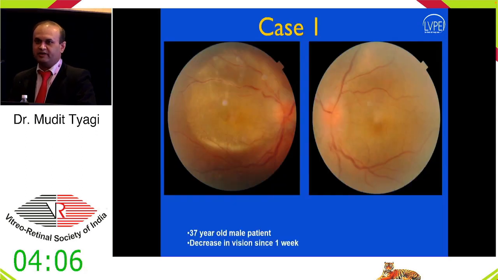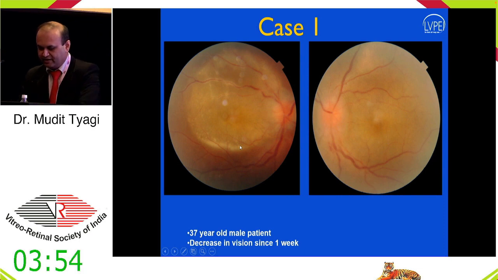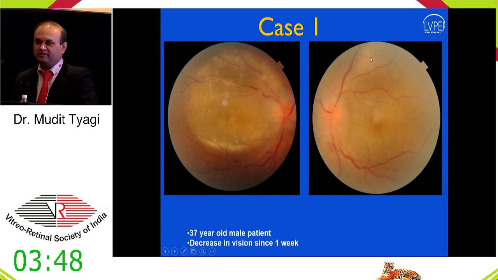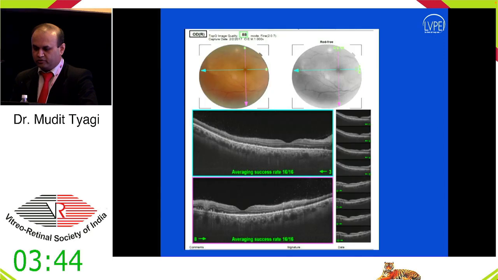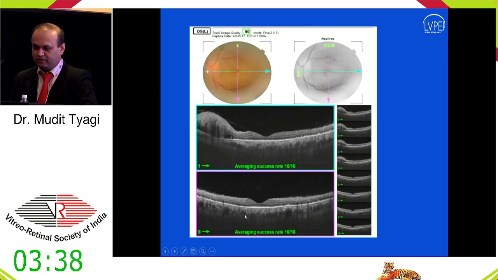Now I'll show some cases which highlight the characteristic pattern of how syphilis may look. This was a 37-year-old male patient who came with placoid choroiditis with small lesions in the periphery and a decrease in vision in one eye in the last 1 week and in the other eye in the last 2 weeks. Also some signs of disc edema, peripheral retinitis. Remember, syphilis as a masquerader can present with any sort of presentation. This was how the autofluorescence was. The OCT shows these characteristic RPE nodularities and this photoreceptor damage, which is very characteristic of ocular syphilis.